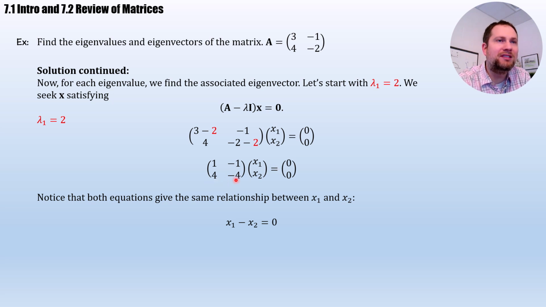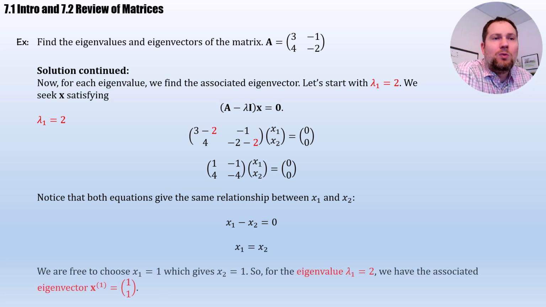Notice if you did that with the second row, we're not even doing it, but if you were, you'd get 4x1 minus 4x2 equals 0. But of course, that's the same equation. And that is not a coincidence. That's the kind of thing that will always happen if you really did find an eigenvalue. So we get this x1 equals x2.